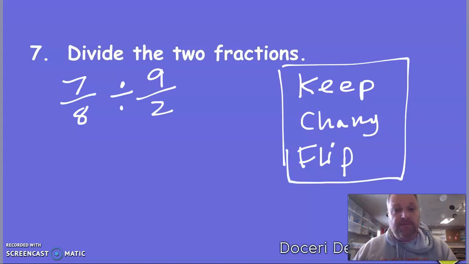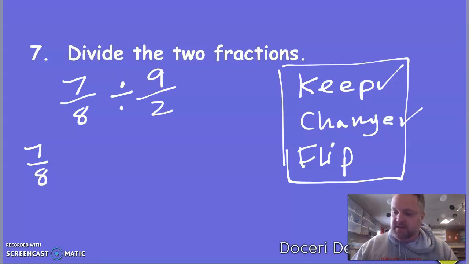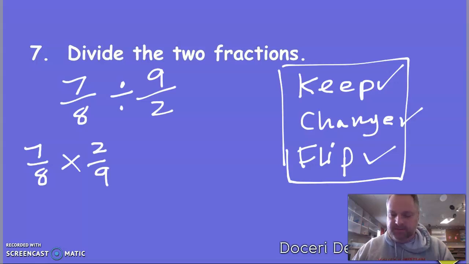So I'm going to keep the first fraction, check. I'm going to change the sign to multiplication, and then I'm going to flip the second fraction. So instead of 9 over 2, it becomes 2 over 9. Okay, then my next step is to cross cancel. So any top and any bottom, if I can divide them both by the same thing, that's what I want to do. So it appears that 8 and 2 can both be divided by 2, so I'll divide them both by 2. So 2 divided by 2 is 1. 8 divided by 2 is 4.